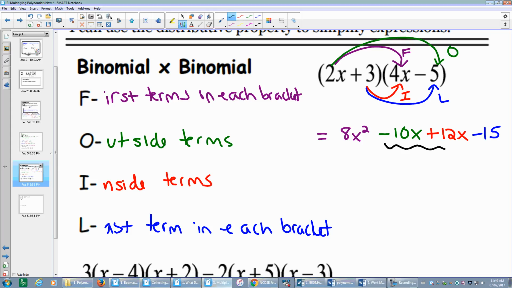I have like terms here. The middle terms are like terms. So I have here 8x squared. I can simplify that piece too, plus 2x minus 15. Okay, so again, that should be a bit of a reminder from last year.